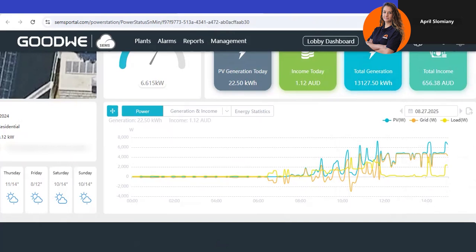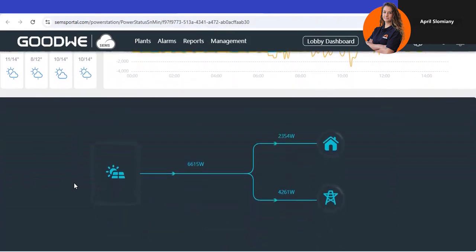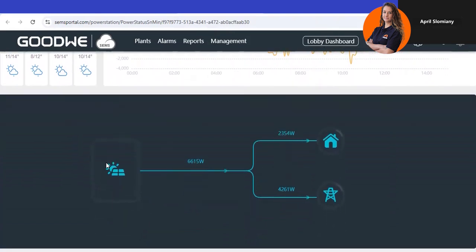Following down further, your home kit allows you some further visibility. So you can see here, the system is generating 6.6 kilowatts at the moment. At this very moment, the home is only requiring 2.3 of those kilowatts. So the remaining generation is being exported to the grid.